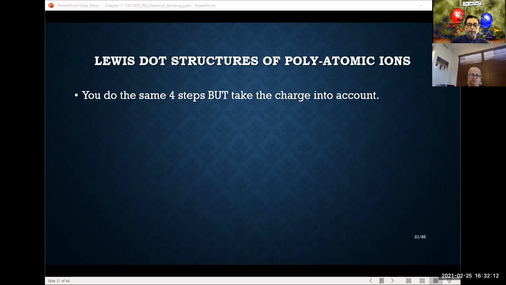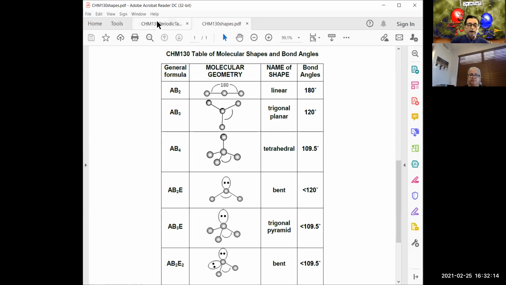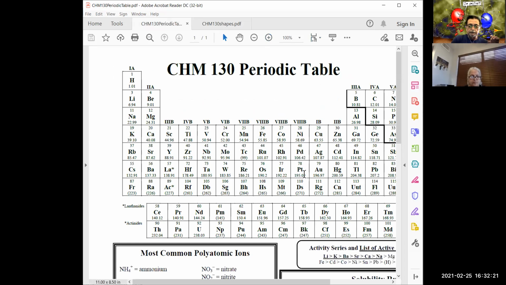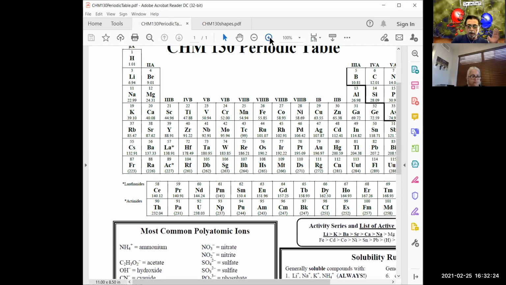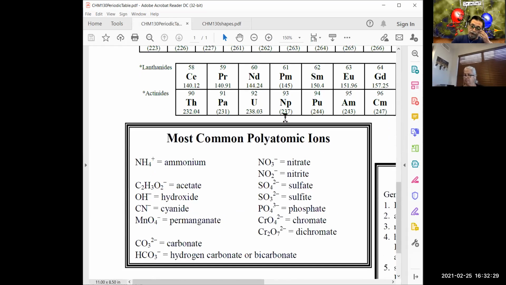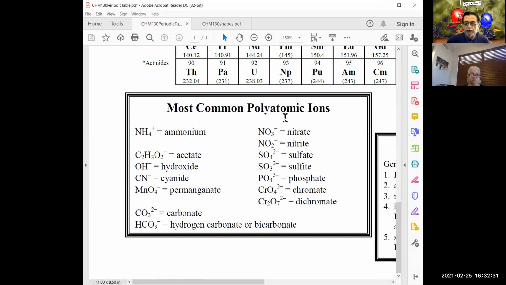Now, on the periodic table, on the bottom left corner, there is a table labeled most common polyatomic ions. Okay, I mentioned that a long time ago. I said we're going to use these a lot, and sure enough, here we are. Polyatomic ions are components or units that come together. They're not separated. They come together as one unit. For example, in the top left corner, we have ammonium.